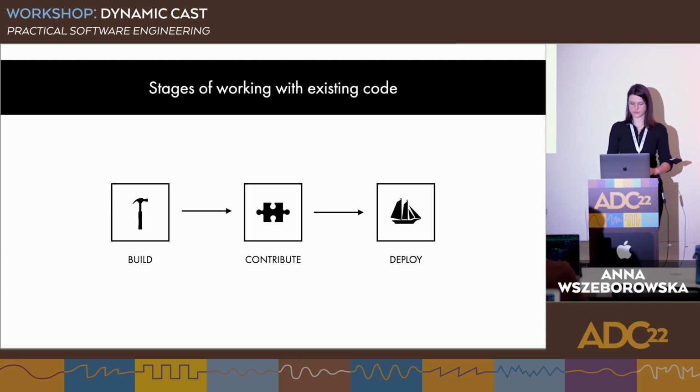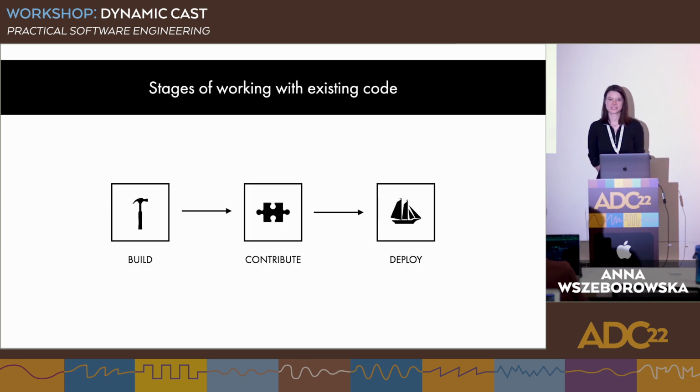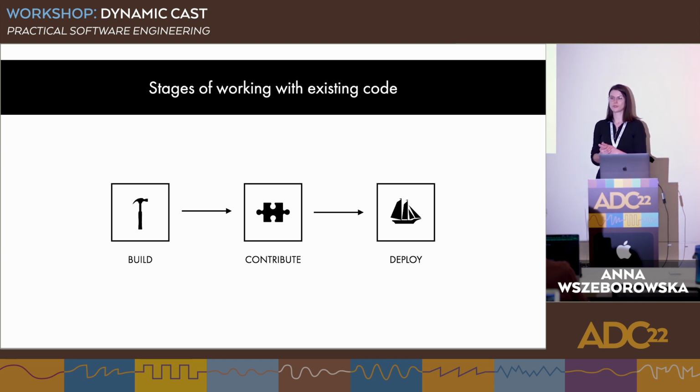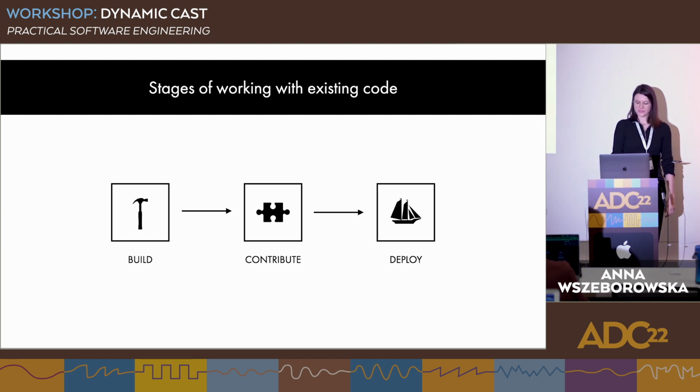Okay, perfect. So as promised, we're going to be discussing different stages of working with existing code. Roughly, we can name the stages as first, the building stage. We'll have to know how to configure and build our project in order to be able to contribute to it. And then finally, make some changes to it, so contribute to it, and then deploy our changes, which is colloquially called shipping the changes.